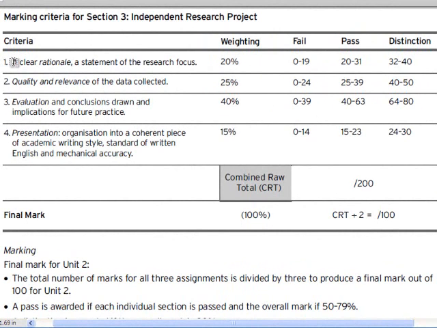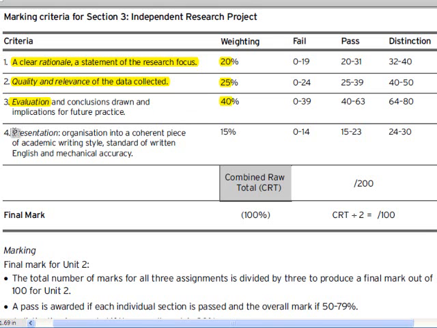So first of all, you need a clear rationale, which is the reason why you're doing this particular research. Then you need to make sure your data is of high quality and relevant to your research, and this is 25%. And the biggest chunk is the evaluation of your research. What conclusions can you draw? How will this affect your future practice? And this is a whopping 40%.